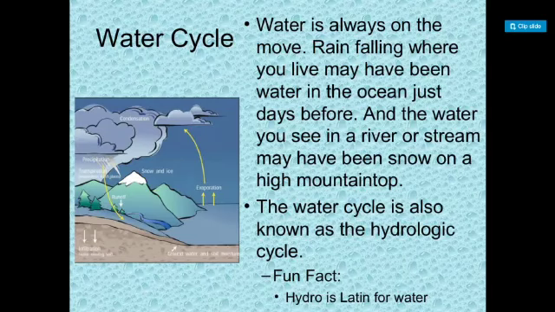So students, the first important type of biogeochemical cycle we are going to discuss is the water cycle or the hydrological cycle. So the water is always on the move. Rain falling where you live may have been water in the ocean just days before, and the water you see in the river or the stream may have been snow on a high mountain top. So the water cycle is also known as the hydrological cycle.